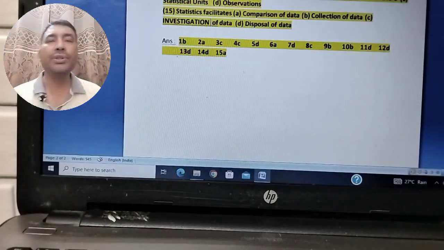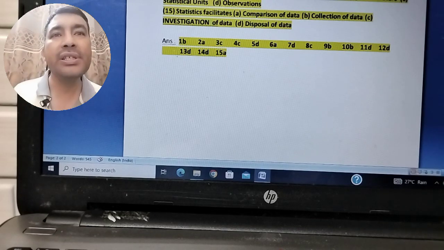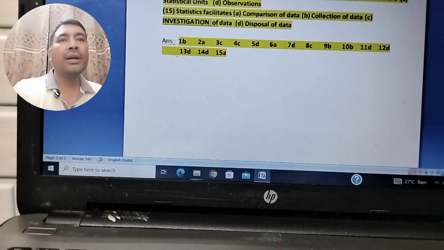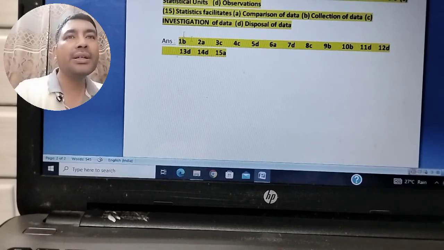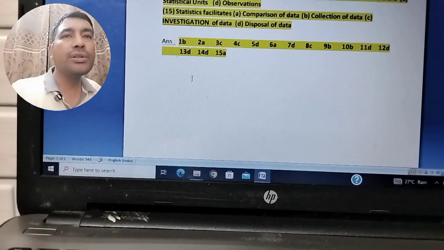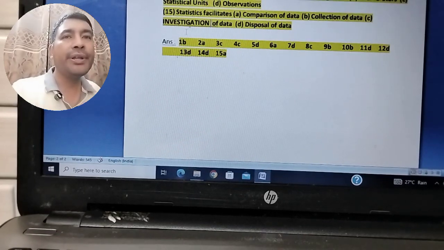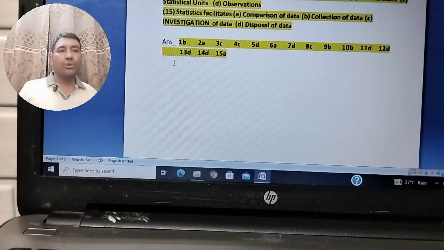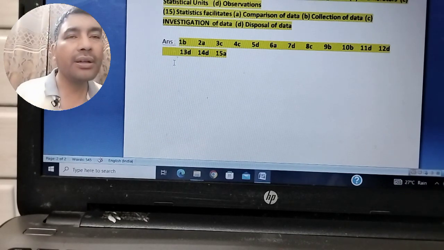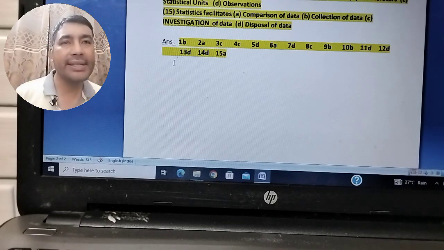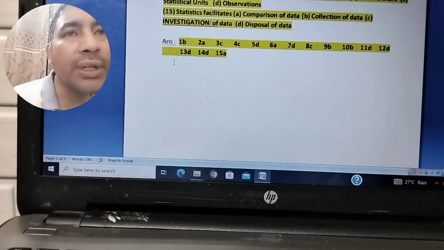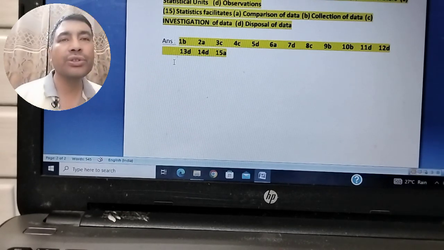So the answers: question number 1 is B, 2 A, 3 C, 4 C, 5 D. There may be some technical errors, so don't put so much emphasis on these answers, as I have already explained the different questions. Compare my explanation with this answer. Just for your queries, I have given you the answers. I do hope you have understood this concept. This is a total explanation of the first chapter, Introduction to Statistics.